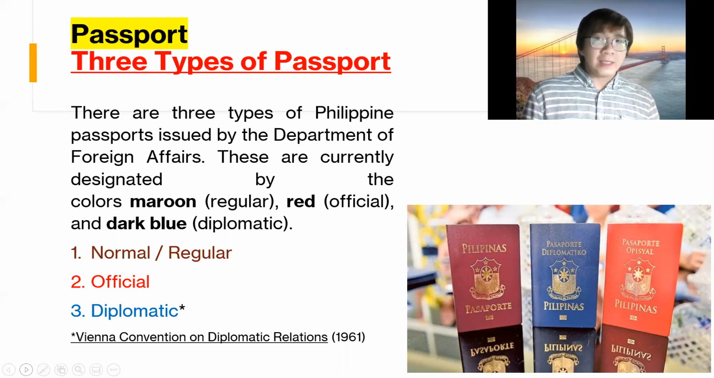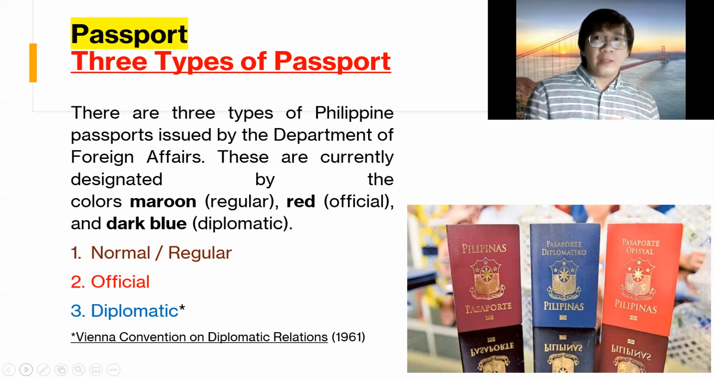But for the Philippines, it's three types. So we have the dark or the normal regular. So that's the usual passport that we have, the regular or the civilian passports. Next is the red passport. That's the red. So red passport is the official passport. And we have the diplomatic passport, the color like light blue.